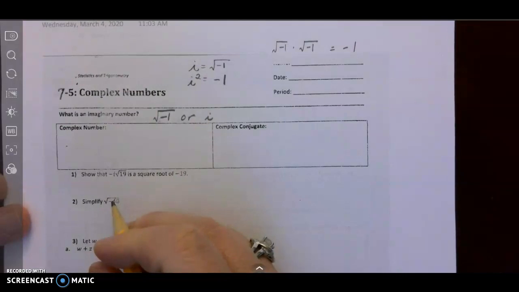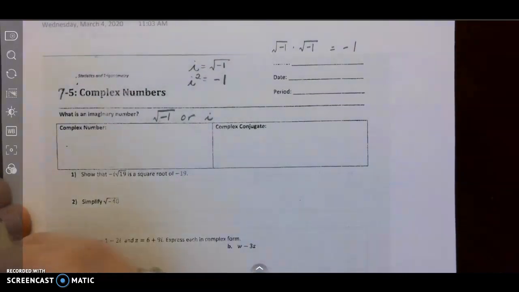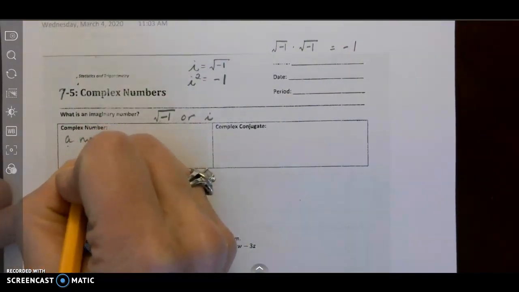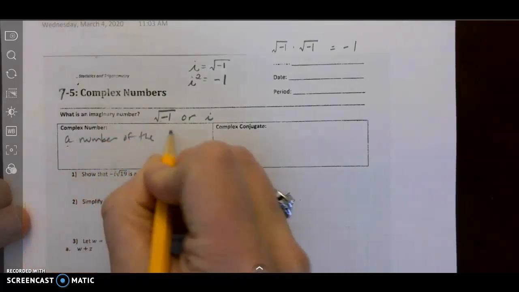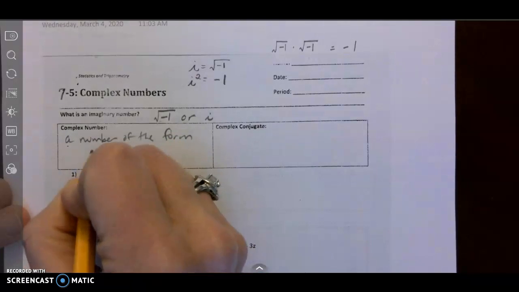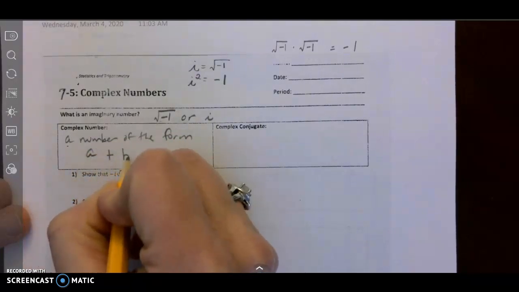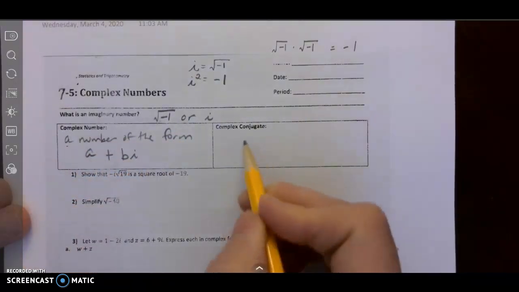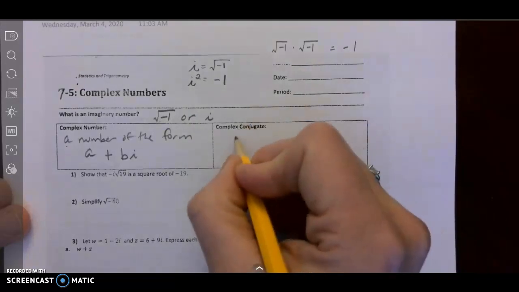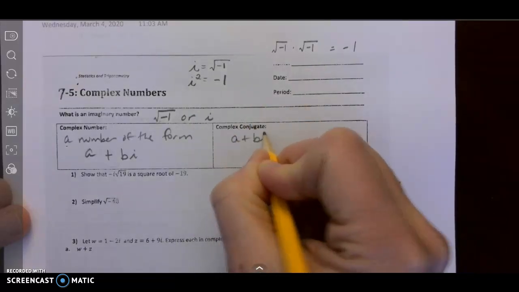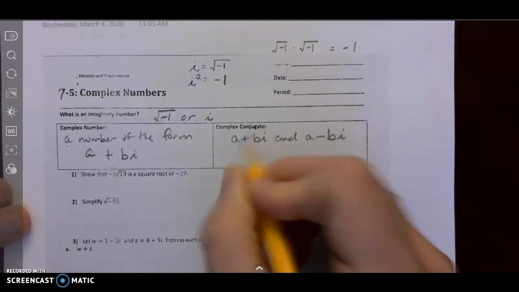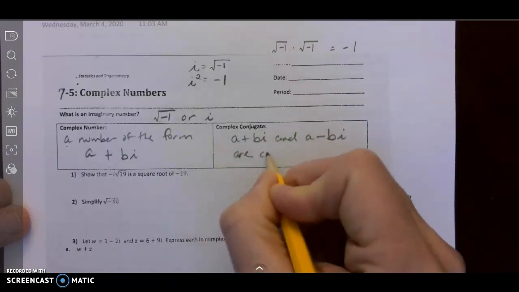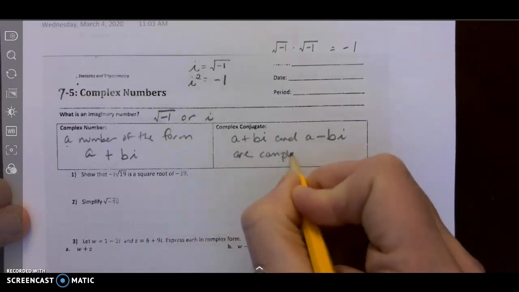A complex number is a number of the form a + bi. Complex conjugate: a + bi and a - bi are complex conjugates.